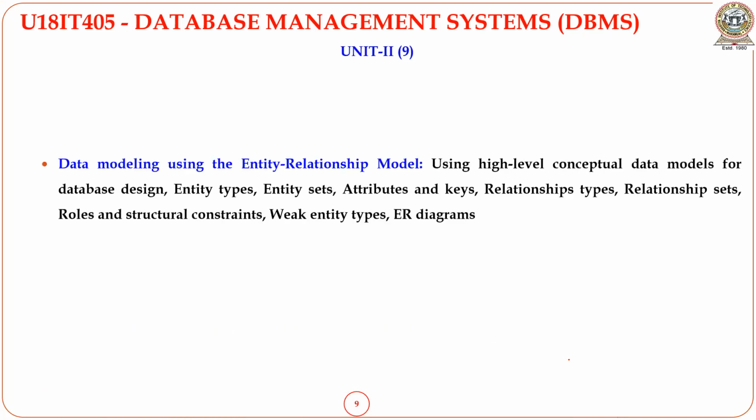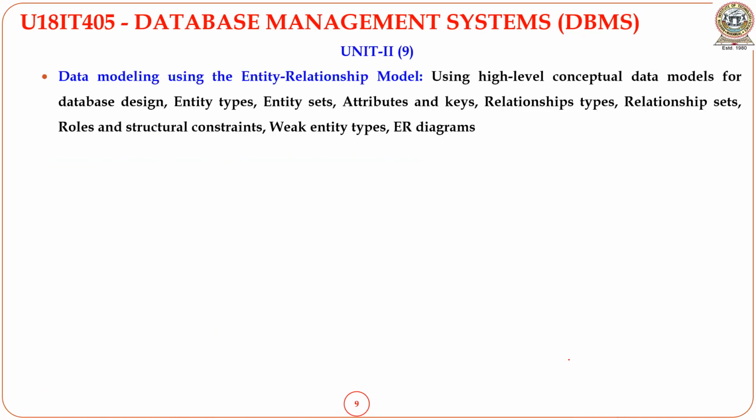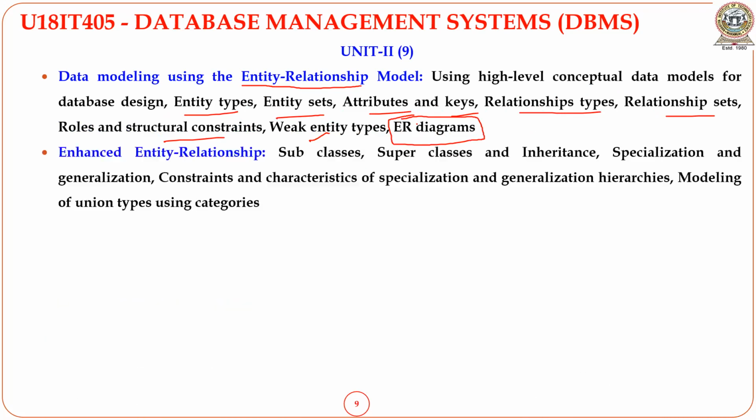In Unit 2, you are going to learn about data modeling using the entity relationship model. This is one of the most important concepts, the entity relationship model. Using high-level conceptual data models for database design: entity types, entity sets, attributes, keys, relationship types, relationship sets, roles and structural constraints, what weak entities are, and at last, based on all these concepts, you are going to draw ER diagrams. This is one of the most interesting topics in DBMS.